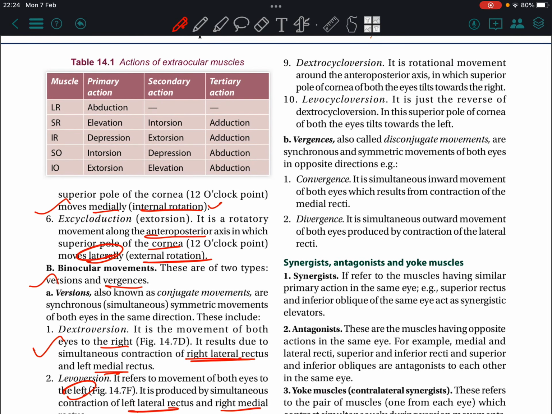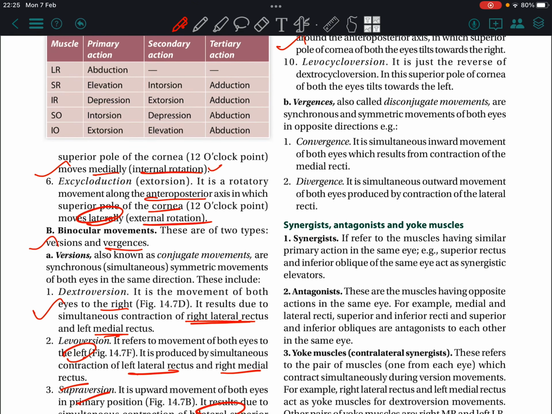Dextrocycloversion is rotational movement around the anteroposterior axis in which the superior pole of the cornea of both eyes tilts towards the right. Levocycloversion is just the reverse of dextrocycloversion. In this, the superior pole of the cornea of both eyes tilts towards the left.